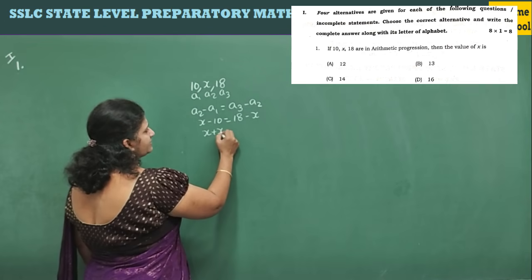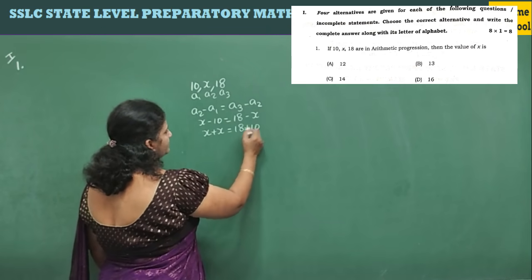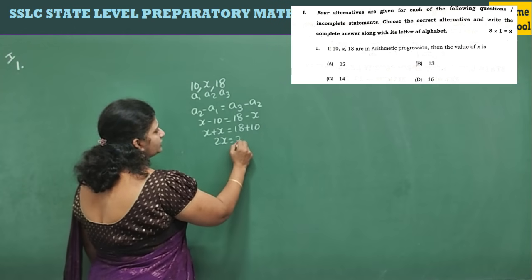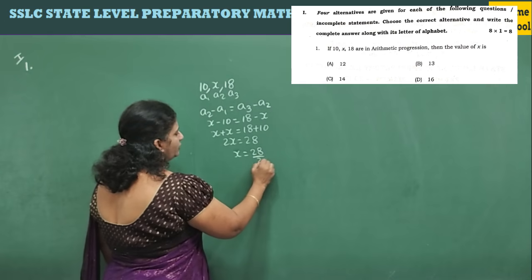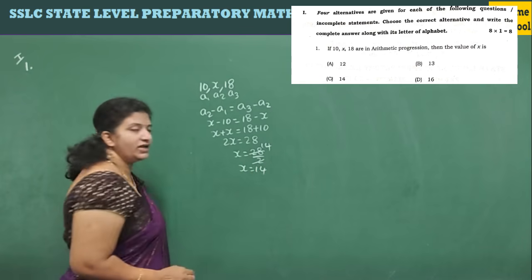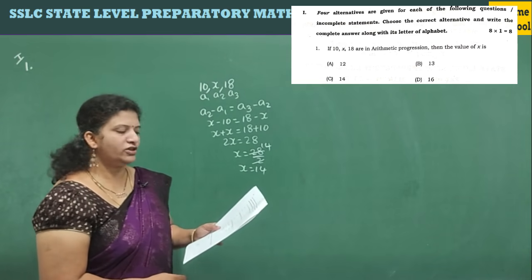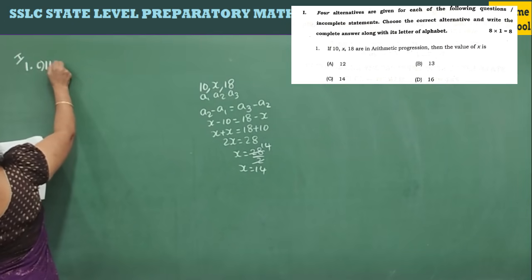Minus x transpose other side. X plus x is equal to 18 minus 10, if you send other side plus 10. 2x is equal to 28. Transpose to other side, 28 by 2, that is 14. So what is your x value here? 14. Search for the option. It is option C, 14.